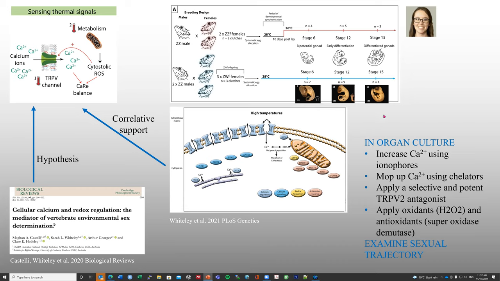Now, wouldn't it be wonderful if we could switch off the reversal at high temperatures or switch it on at low temperatures by manipulating the calcium redox balance? And that's the objective of this aspect of the research we're proposing.